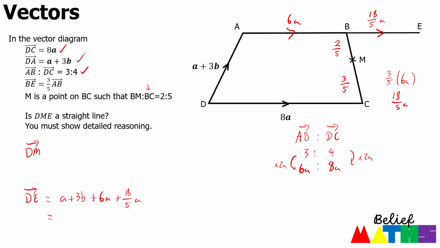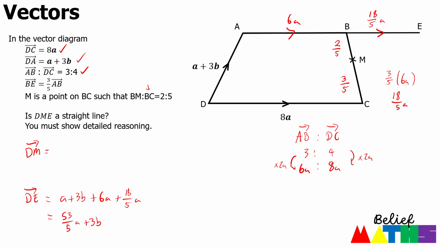Now, often you'll think, well, I can't use my calculator for this, but you can. You can add the coefficients of A together. So 1 plus 6 plus 18 over 5. And that gives us an answer of 53 over 5A plus 3B. So that makes life a little bit easier for us. We've got that in a nice neat way.